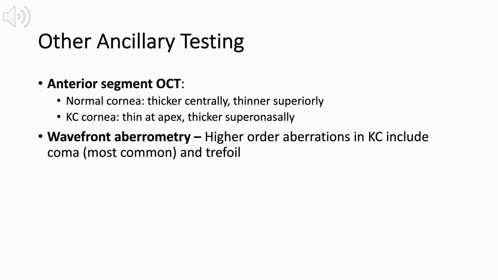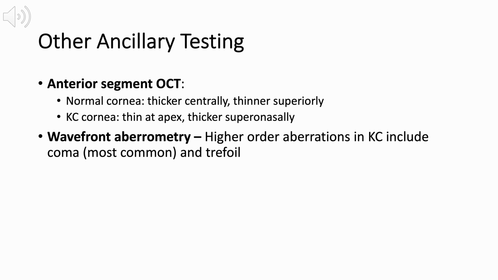In addition to keratometry, topography, and tomography, other ancillary tests can play a role in the diagnosis and monitoring of keratoconus, however, are not commonly used in clinical practice. Anterior segment OCT allows us to assess corneal thickness distribution and epithelial patterns. In a normal cornea, the thickness is greatest centrally and decreases superiorly.